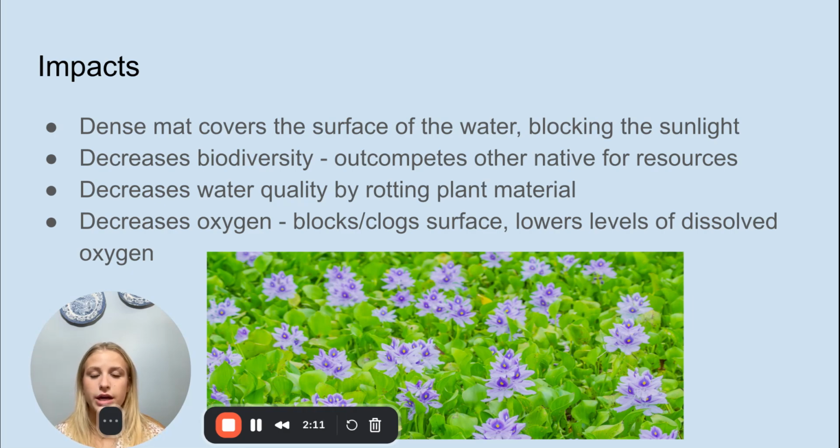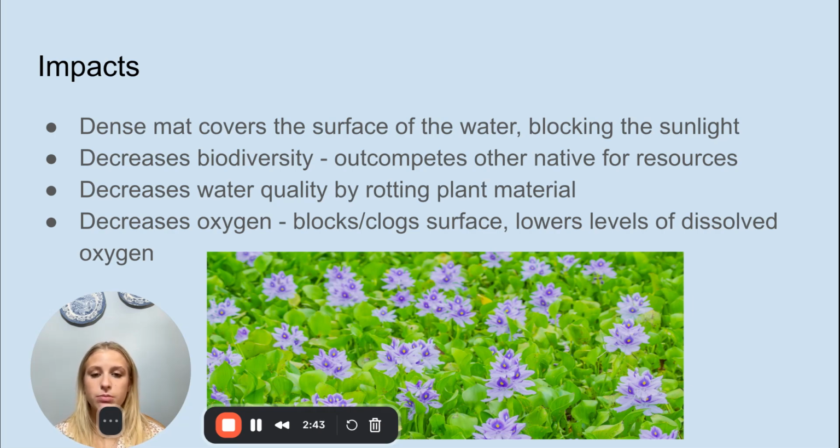And then some impacts that it has is it does create a dense mat that covers the surface of the water, and that blocks light. And then it decreases biodiversity because it outcompetes other native plants for resources. And then because it does grow so rapidly, the other plants don't stand a chance against them. And then it decreases water quality by rotting plant material. Dead plants sink to the bottom, and so those stay there and they rot, and that decreases the water quality.